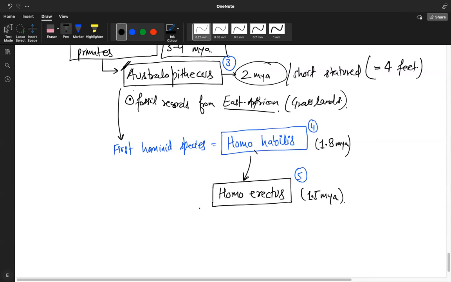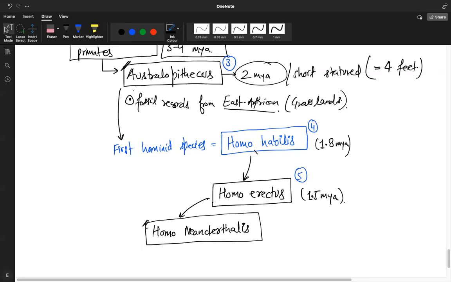Then from Erectus came Homo neanderthalis. They're also known as Neanderthal man, okay, or Cro-Magnon man. And these Homo neanderthal fossils have been found in Asia. So from Africa, we are now finding fossils as far as the Asian continent, okay, which means that these species were migrating out from Africa.